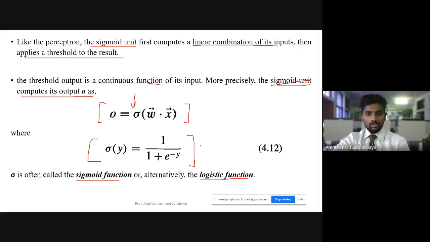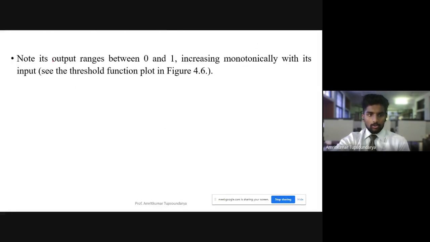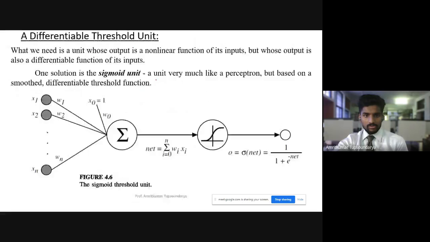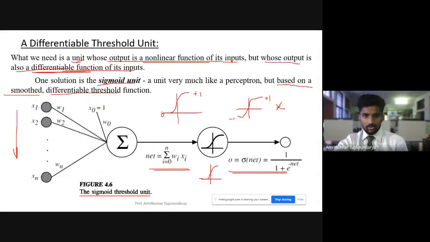So the important aspect here to be noticed is the output ranges. Again, I have to mention here that the output ranges between 0 and 1, and increases monotonically with its input, right? Which you must have observed here in figure 4.6, right? So this is what I am talking about. So the output ranges from 0 to +1.